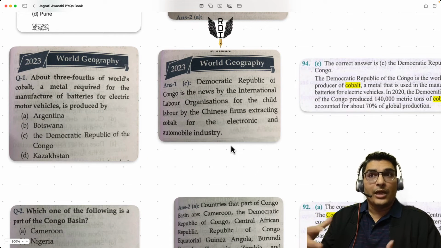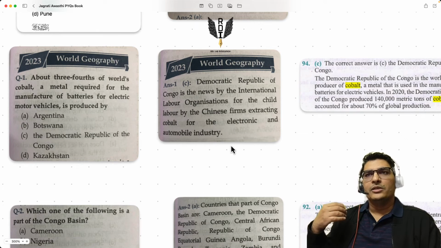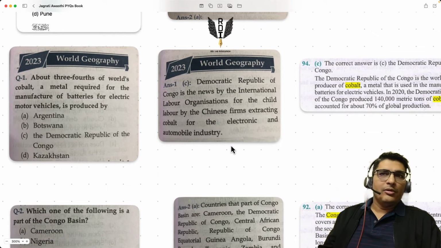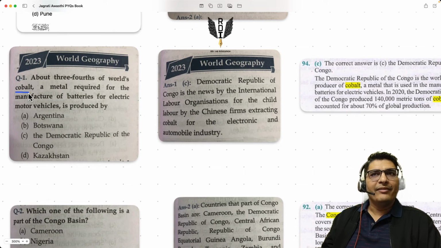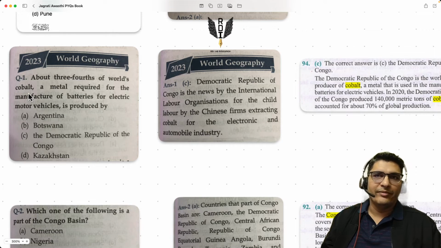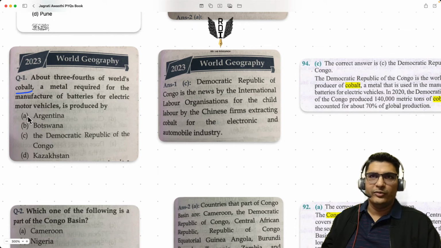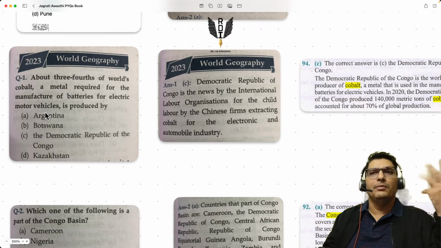They should have talked about it just like we know about rare earths, right? China is the dominant producer of rare earths. 95% of rare earths production is dominated by China. Similarly, for cobalt, they have asked. They'll not ask about rare earths because everybody knows about rare earths. They'll ask about something else important. So they asked about cobalt and they explained also why it is important. So the answer has to be a famous country, right?